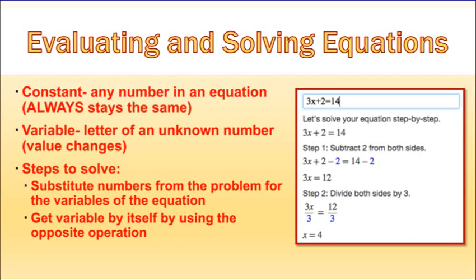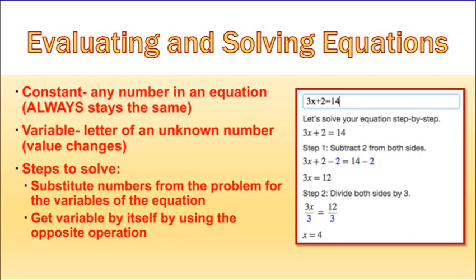Some vocabulary words. A constant is always any number in any equation, so it always stays the same. A 2 is always the value of a 2. That never changes. A variable is a letter for an unknown number. The value does change depending on what the equation is. So in 5 plus x equals 6, the x can only be one answer. But there could be an x in a different equation, and that could be a different value.